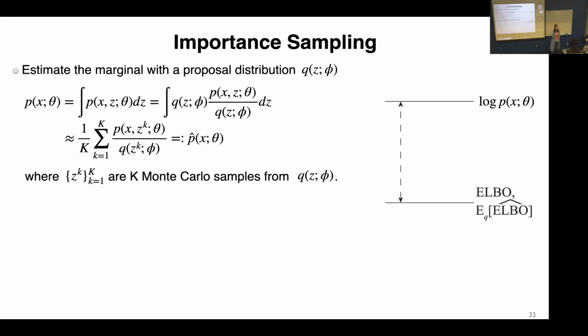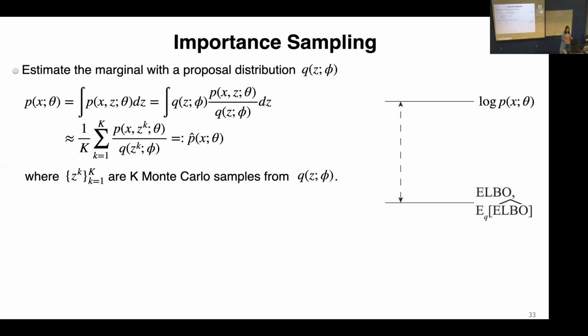A general approach people use is importance sampling, which is another approximate inference method. It's a different thing from variational inference. It's a sampling-based method, but the goal is to approximate the log marginal as well. The way people do that is they estimate the marginal with some proposal distribution. So P marginal is the integral of the joint, which is the joint over Q multiplied by Q. This is the same thing we derived for the ELBO.